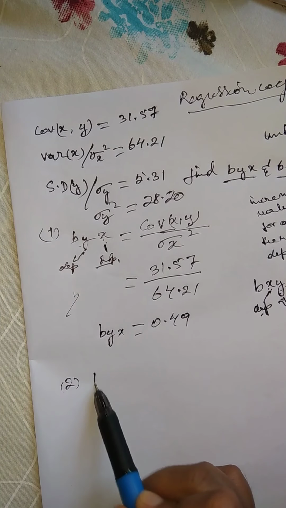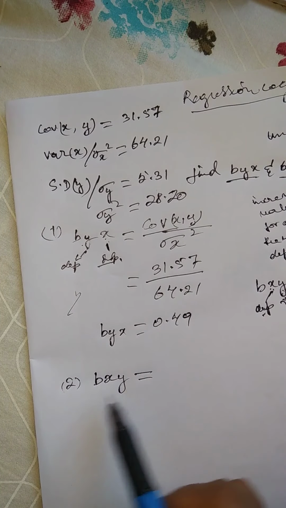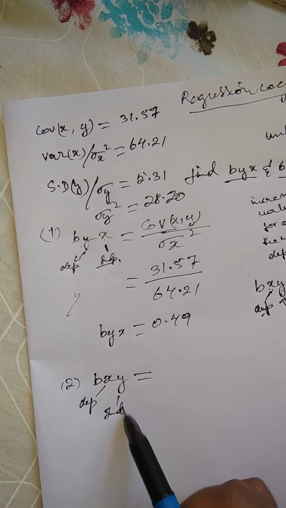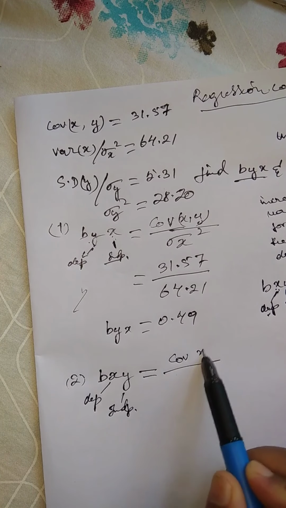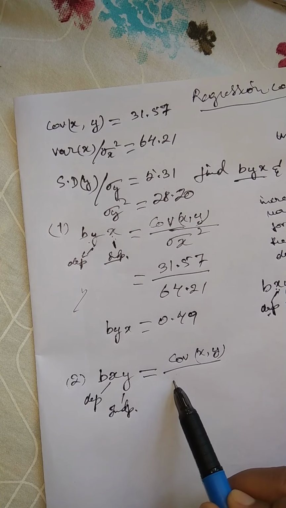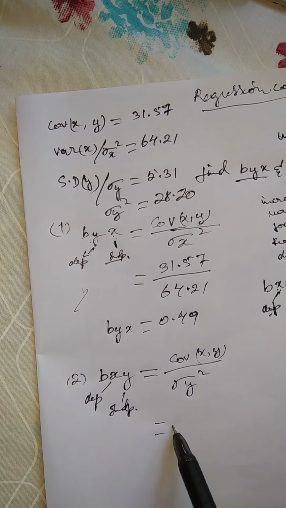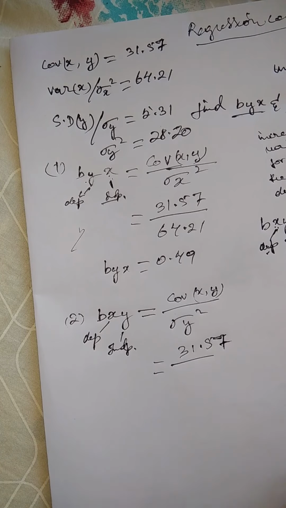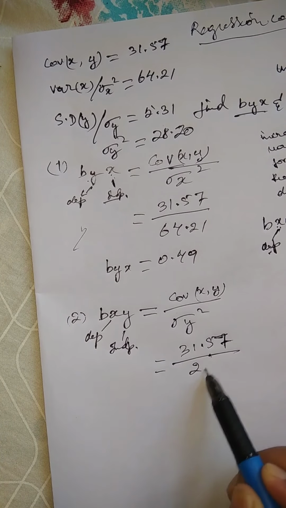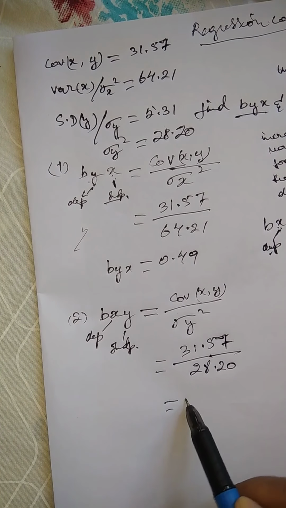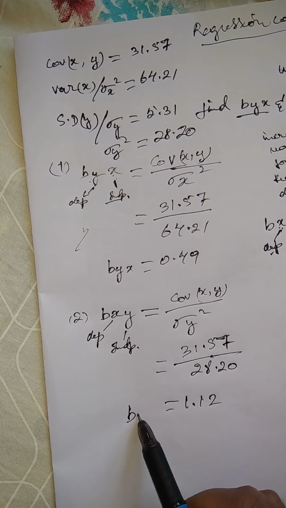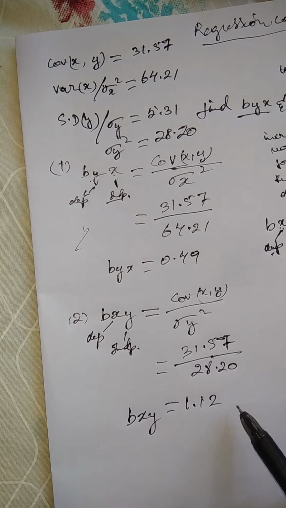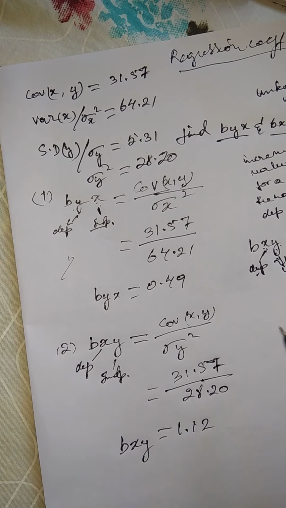Then the second one, regression coefficient of x on y. This is dependent and this is independent. Which is covariance xy by variance of y, which is equal to 31.57 divided by 28.20, which you will get 1.12. That means our regression coefficient of x on y is 1.12. Got it? So if you get this kind of question, remember the formula will be this.